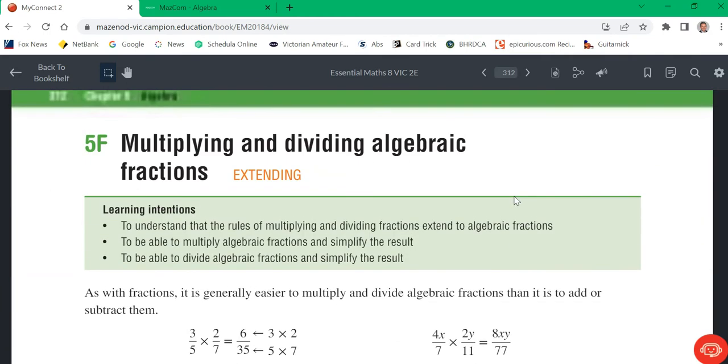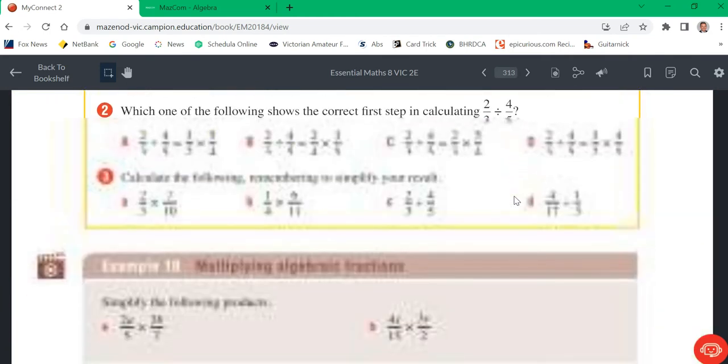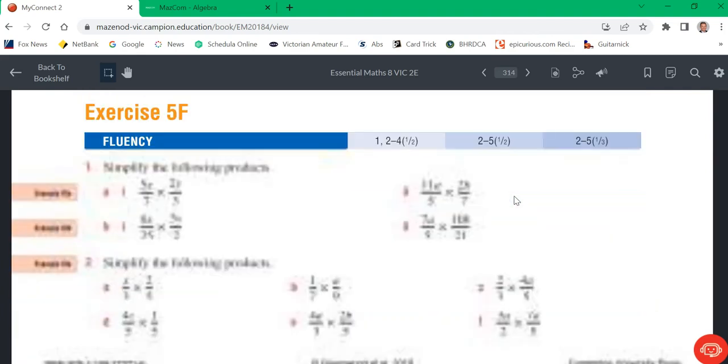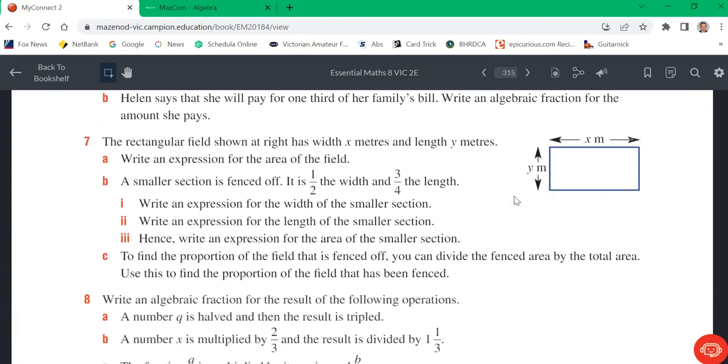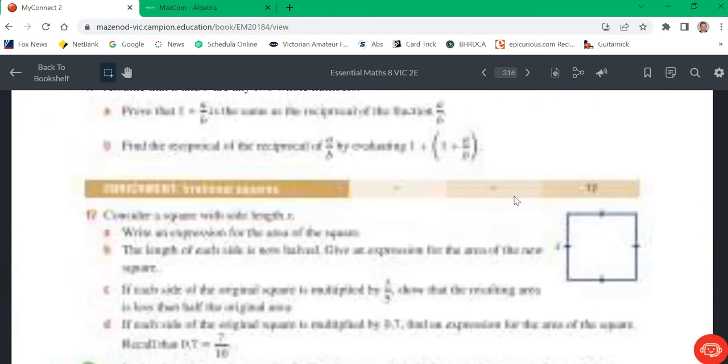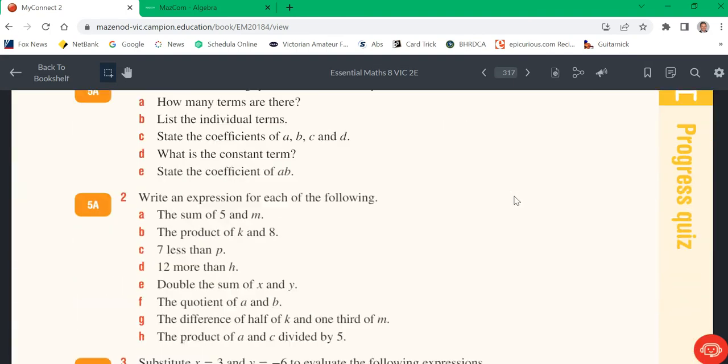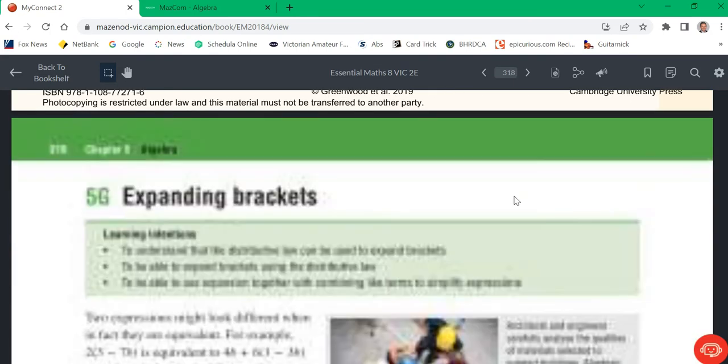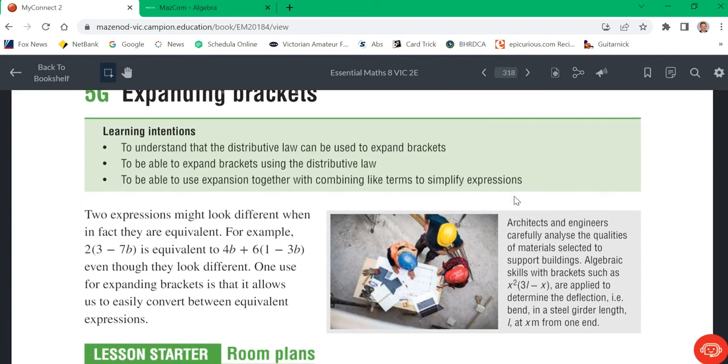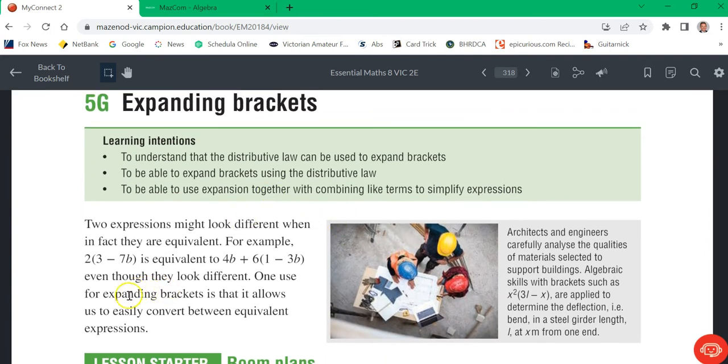So then we move on to 5g, which is expanding. Now expanding is to multiply out the brackets. That's the distributive law, and it means that anything inside a bracket is multiplied by whatever is outside a bracket. So here, 2 bracket 3 minus 7b becomes 2 times 3, which is 6, minus 2 times 7b, which is 14b. So that's 6 minus 14b.